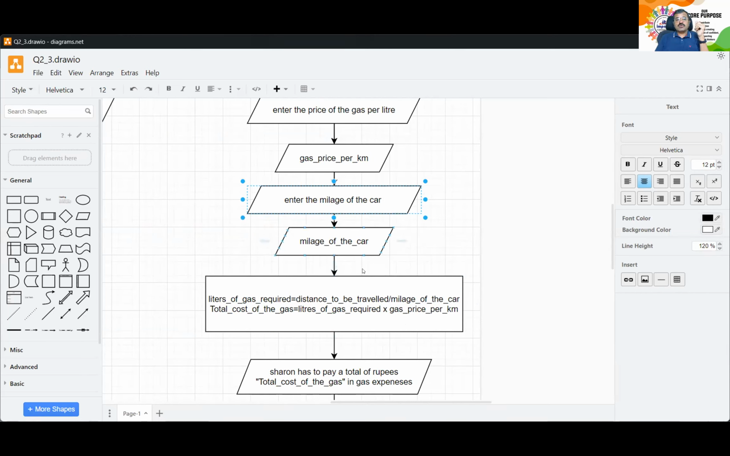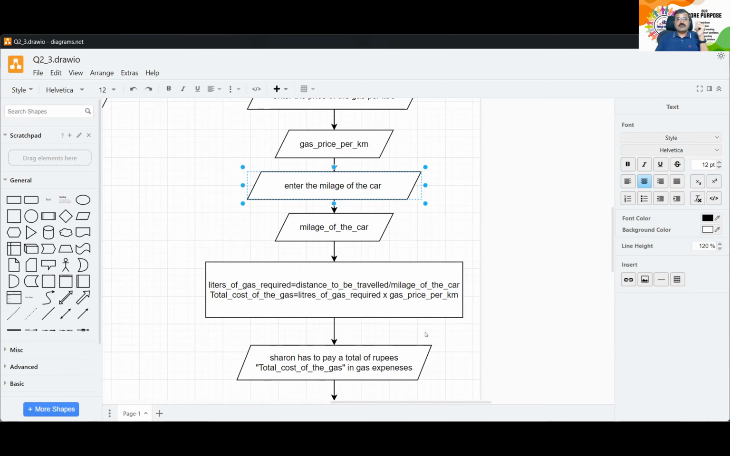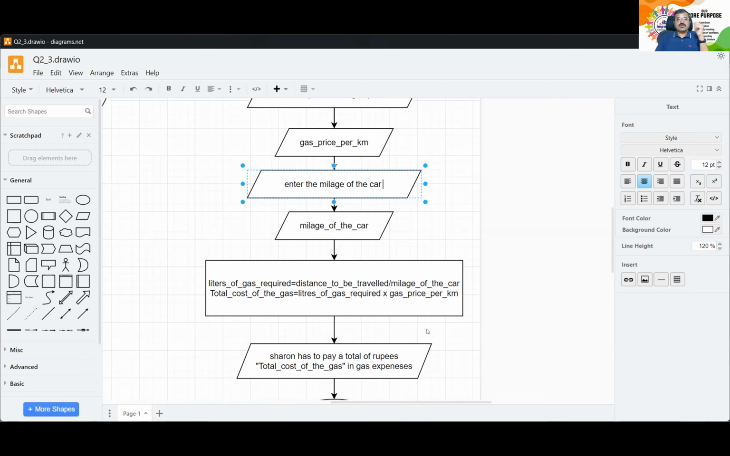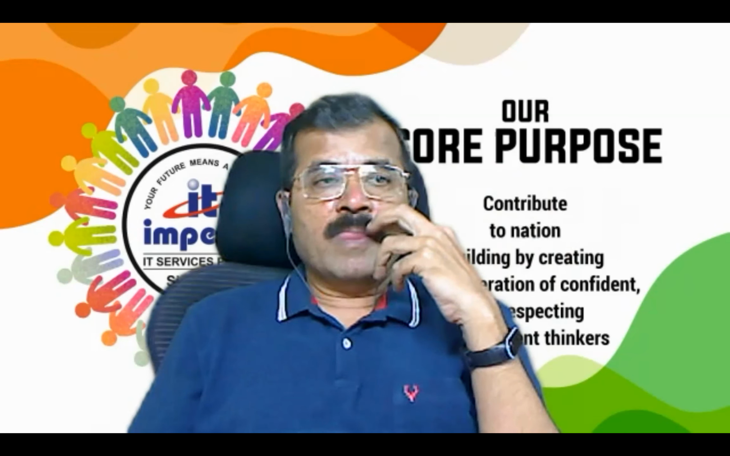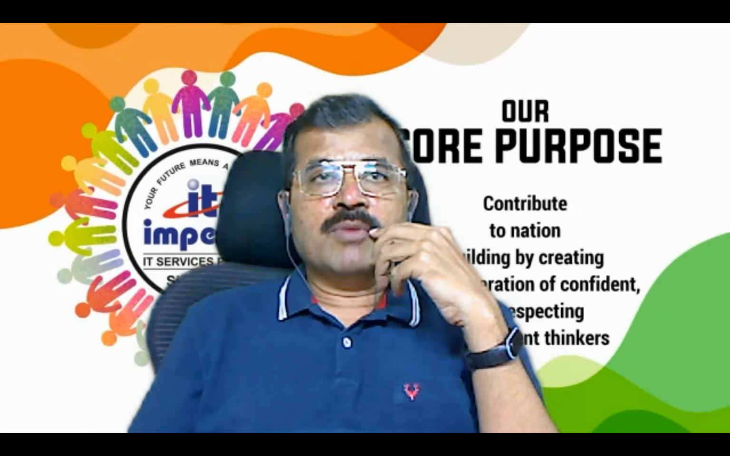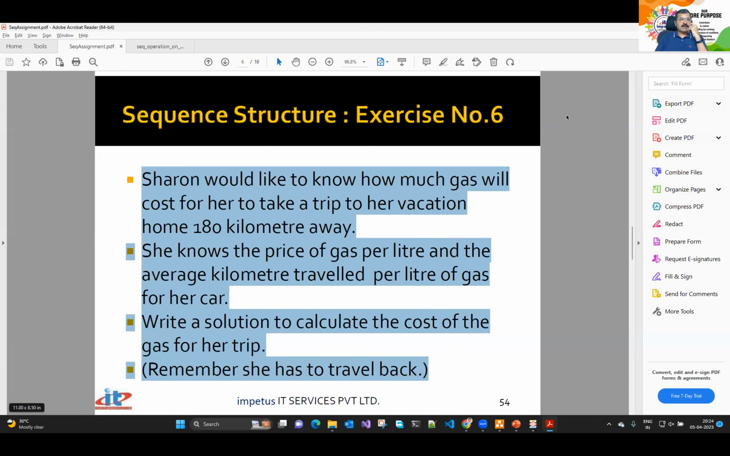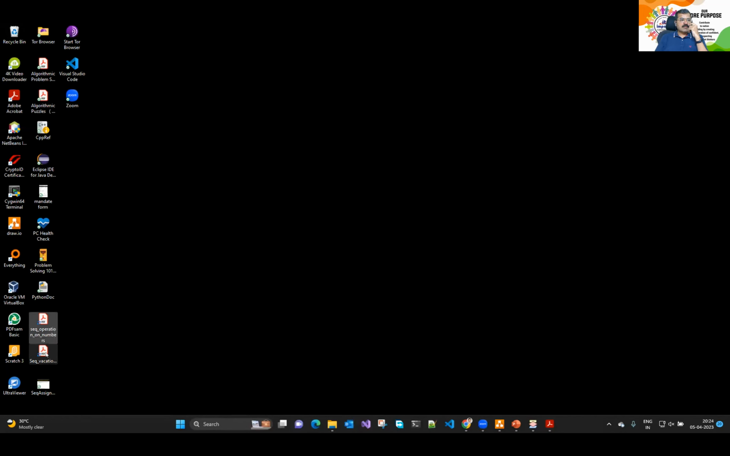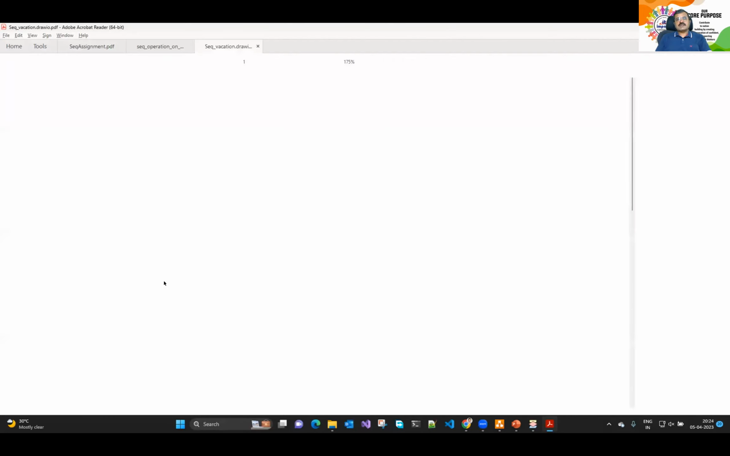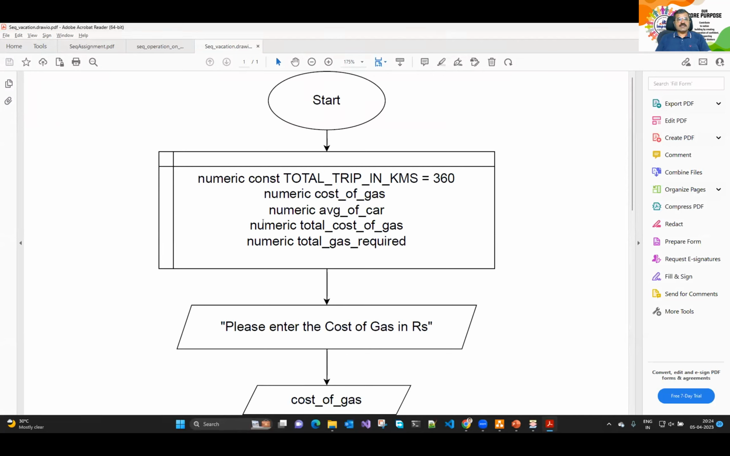Let's switch over to the solution that Kaustubh has solved. So I'm saving the file, and I'll jump onto the solution that Kaustubh has solved to see if there is any mistake. Sequence assignment. This is the problem statement. So this is the solution that Kaustubh has come across.